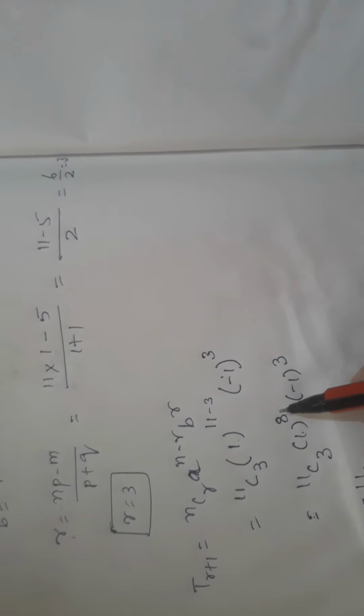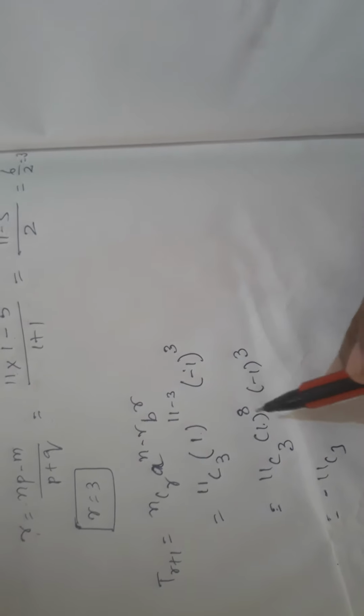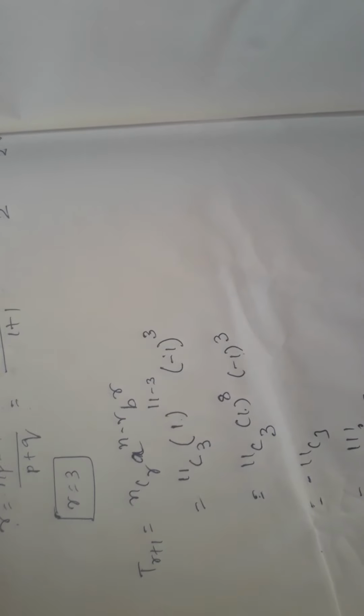Now we need to find the factorial, because 1 raised to 8 is nothing but 1 only, and minus 1 raised to 3 is nothing but minus 1 only. So we need to find nCr factorial. The formula is n factorial by r factorial into (n minus r) factorial. This is my answer, this is my expansion answer.